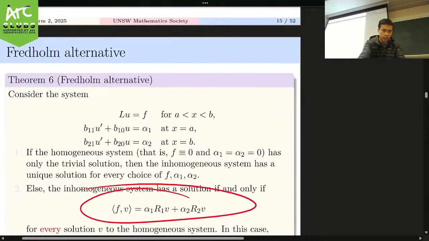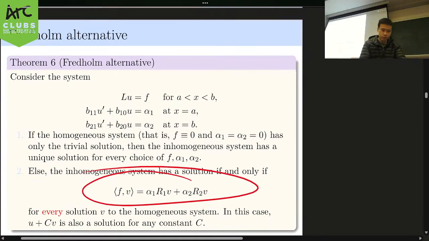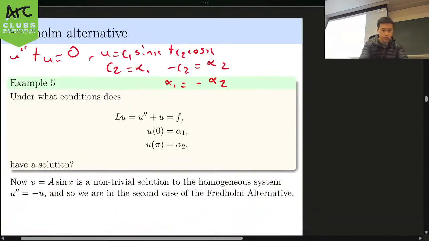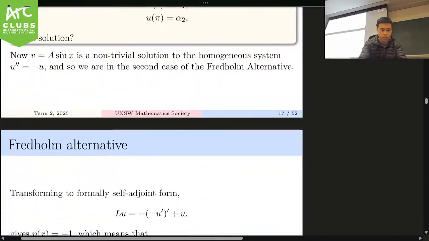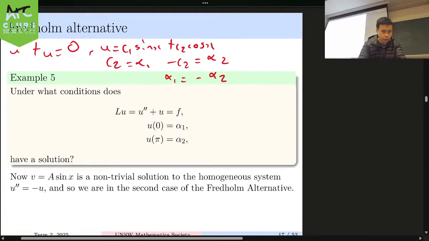So from here, with Fredholm, it's mutually exclusive. You either go one way or the other. So it's definitely not the first one, so we have to consider the second case. So what do we do in that case? We can transform into self-adjoint form first.